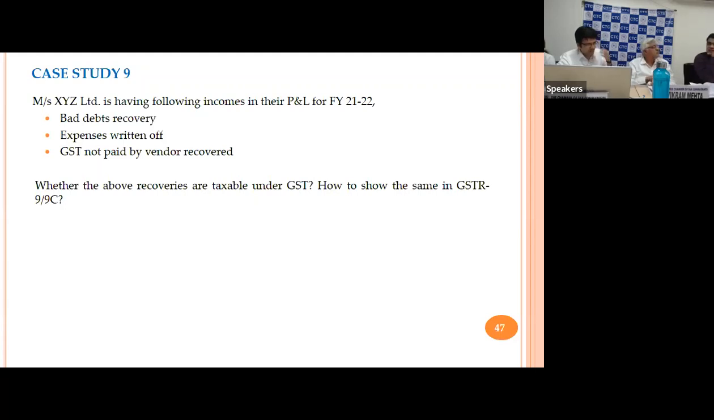So as far as bad debt recovery is concerned, for the expense that I put forward in the books, the expense is being reversed now. Tax was only paid at the time of making the output taxable supply. There is no further supply at the time of recovery of the bad debts. It is a financial transaction.